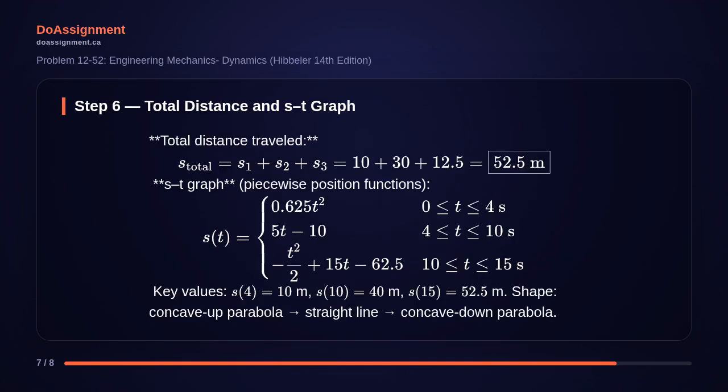Adding the 3 distances, 10 plus 30 plus 12.5 equals 52.5 meters. That is the total distance the motorcycle travels. For the s-t graph, the position function is a concave up parabola during acceleration, a straight line during constant speed, and a concave down parabola during deceleration. Key checkpoints are 10 meters at 4 seconds, 40 meters at 10 seconds, and 52.5 meters at 15 seconds when the motorcycle stops.